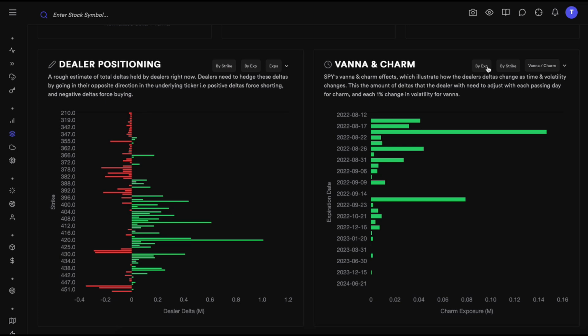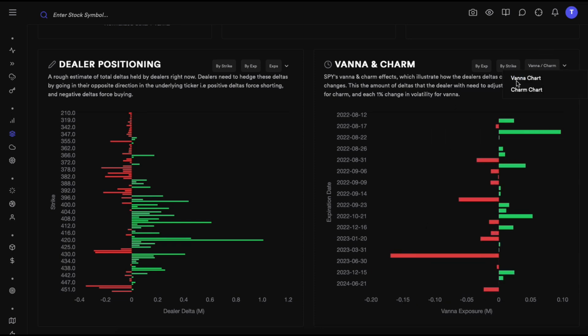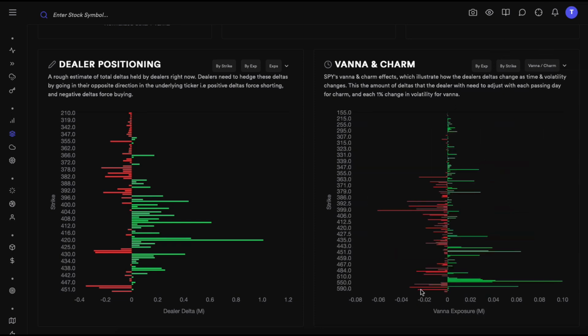And we can do the same thing for Vanna and Charm. So this is Charm. I can select Vanna here. I can filter it by strike, and we can actually see where we are sitting on positive Vanna and where we are sitting on negative Vanna. I won't go into too many details on how you use this to build support and resistance levels. That's a topic that I'd love to explore in some other video.